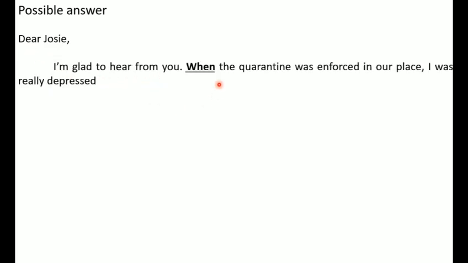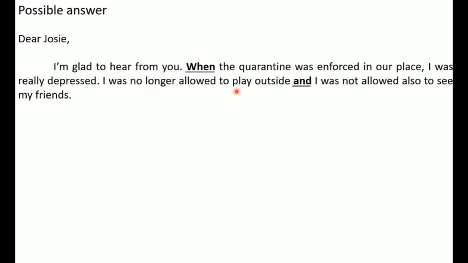Now this is the sample answer. I'm glad, dear Josie, I'm glad to hear from you. When the quarantine was enforced in our place, I was really depressed. Now, take note of this highlighted word. This is our subordinating conjunction. I was no longer allowed to play outside, and I was not allowed also to see my friends. I want to visit my classmates, but my parents won't allow me.